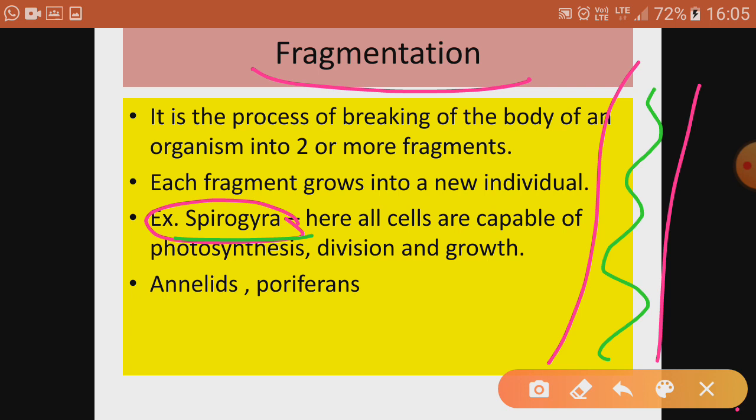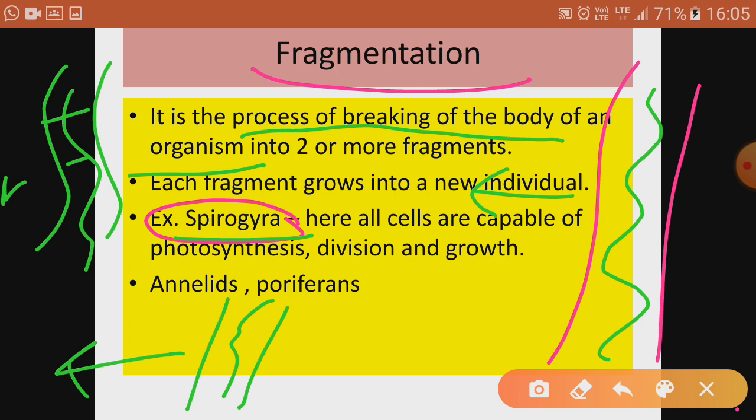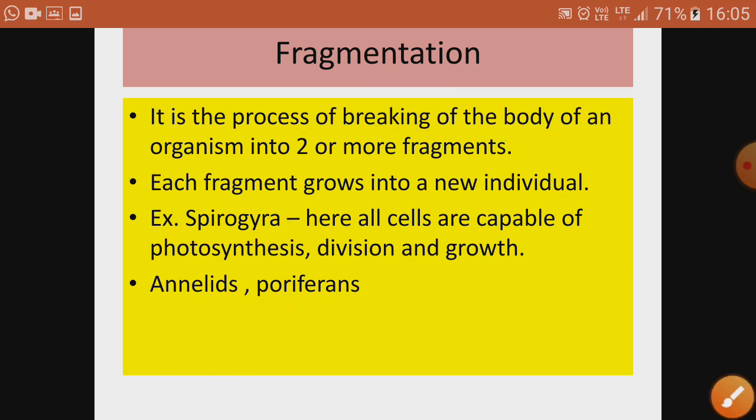What happens in this type of asexual reproduction? It's very simple: it is a process of breaking of the body of the organism into fragments. For example, this is the Spirogyra. Its body breaks into two fragments, and these two will further develop into new individuals. So, fragmentation means pieces. The body of the Spirogyra breaks into pieces and every piece grows into a new individual.